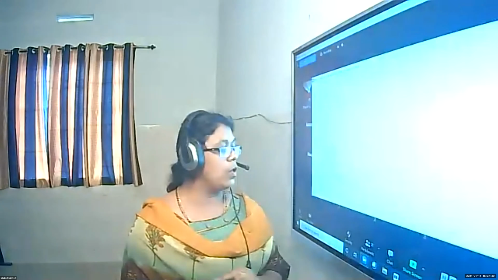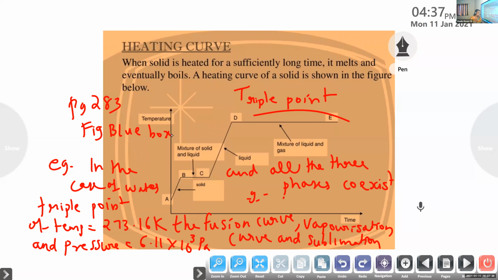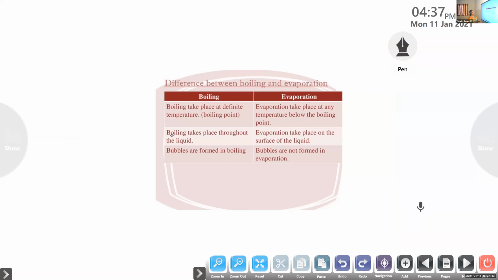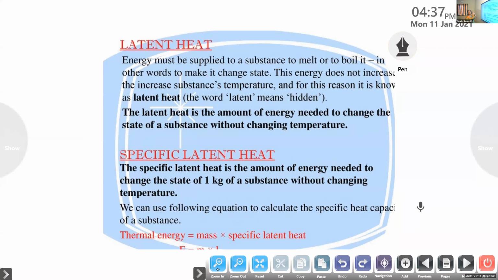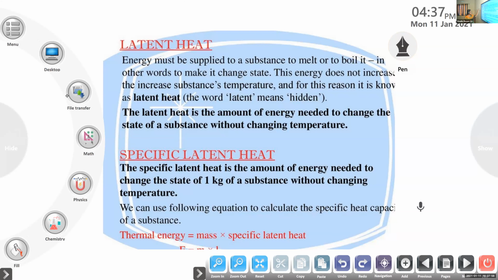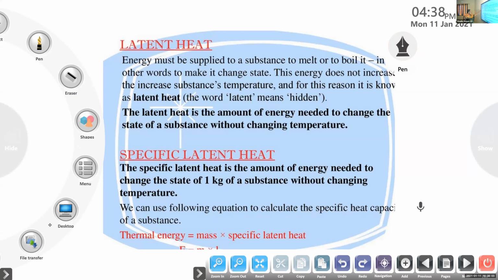So next, on the basis of sublimation and all, we have already completed heat capacity. On the basis of that, we are going to learn another 2 important terms, known as latent heat and specific latent heat. You have learned heat capacity, specific heat capacity, and molar capacity. So more or less these topics are related to that.